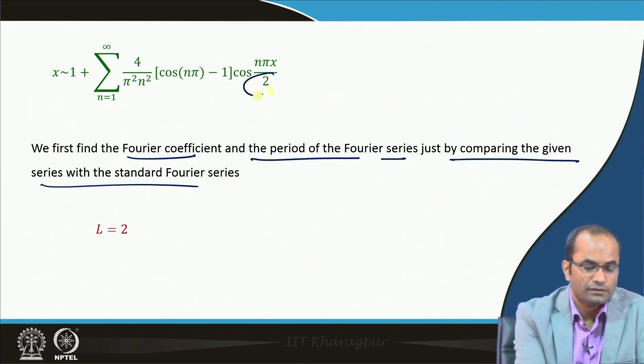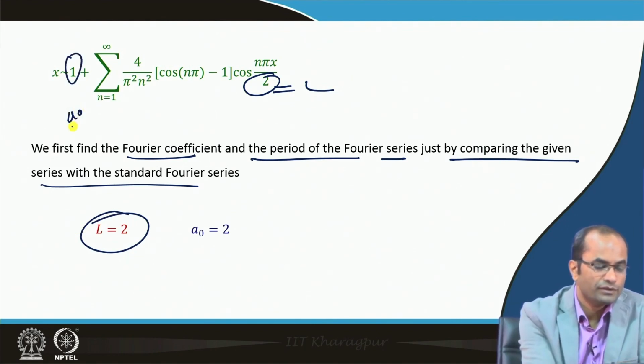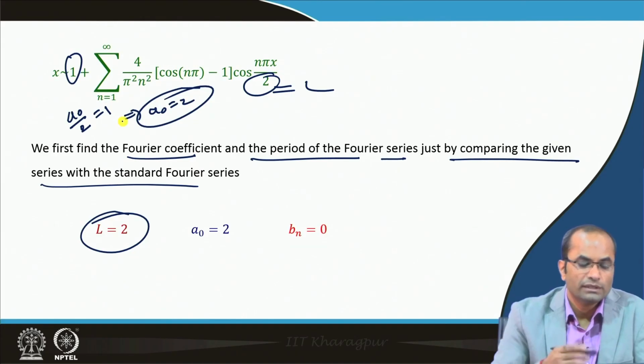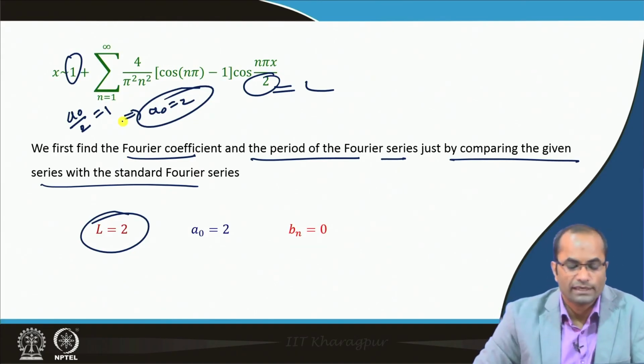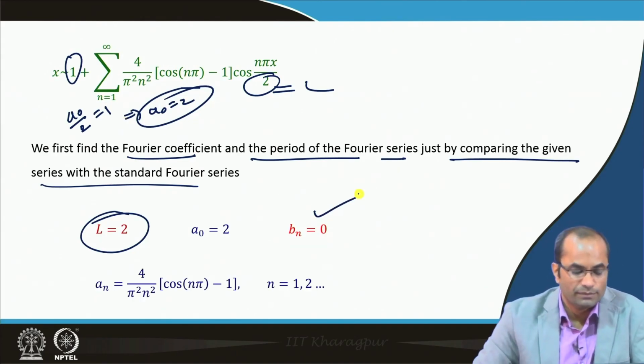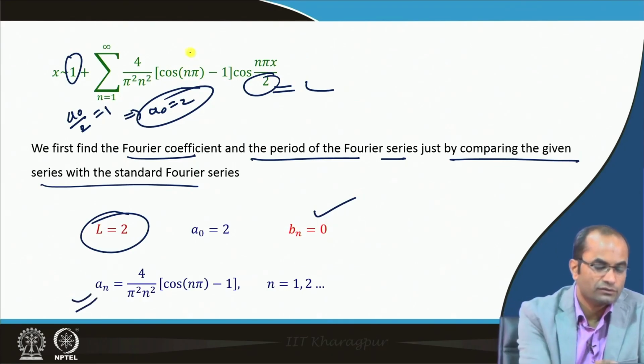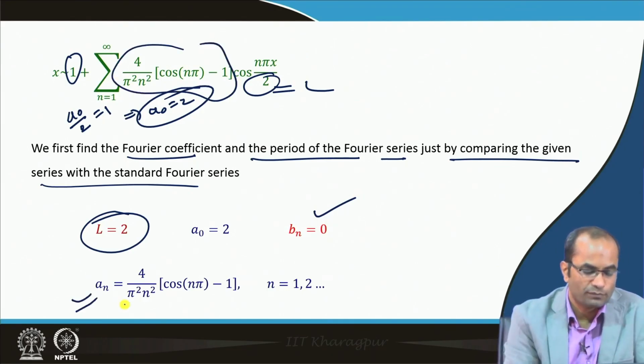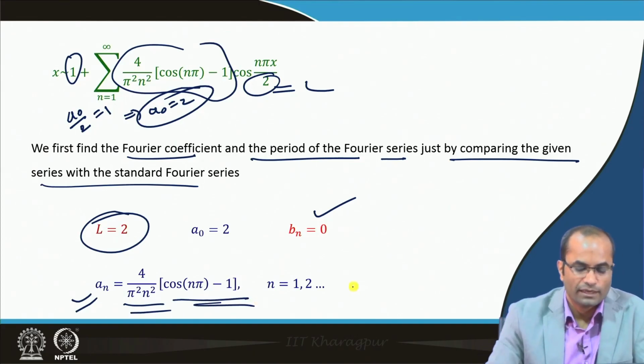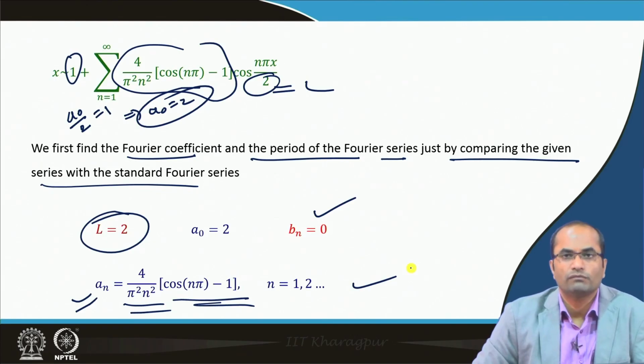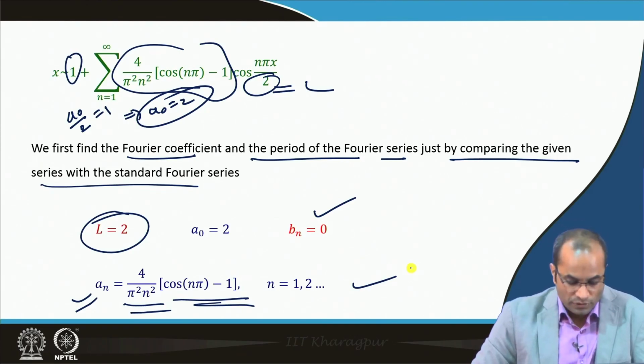So, as I discussed already, L is 2. Then a naught will come from here, because the first term is a naught by 2 and that is given as 1. So, a naught will be 2. The bn's: because there are no sine terms, all bn's will become 0. And an is directly sitting here as 4 by n square pi square (cos n pi minus 1), and n is going from 1 to infinity.